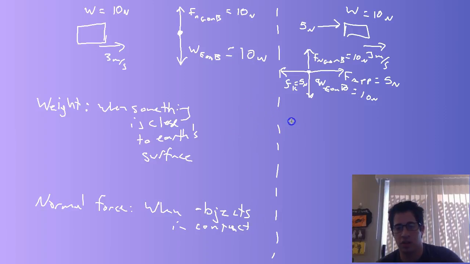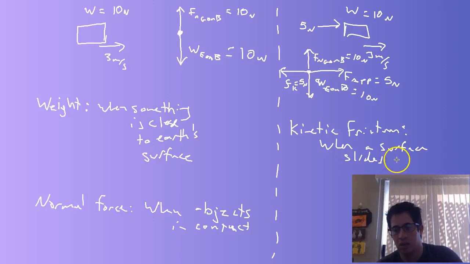So the next force that I want to talk about is kinetic friction. Kinetic friction occurs when a surface slides on another surface, and it's opposite the direction of motion.